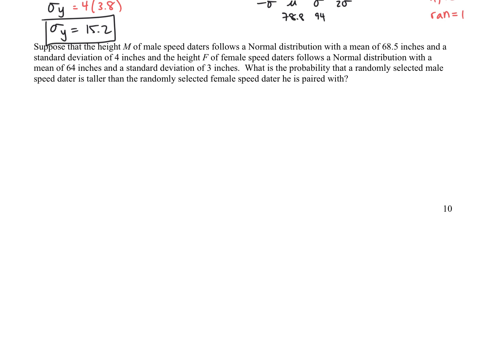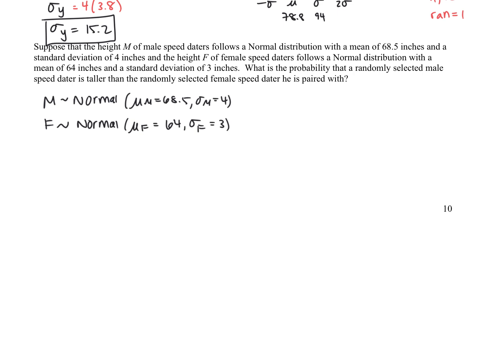Okay, so we have m is the height of male speed daters, and we know that m is normally distributed. We know the mean of m is 68.5, and we know the standard deviation of m is 4. We also have f, which is the height of female speed daters, and we know that f has a normal distribution, that the mean of f is 64, and standard deviation of f is 3. So that's step 1. Whatever you've been told, put it in probability notation. Step 2, write what you are asked for.